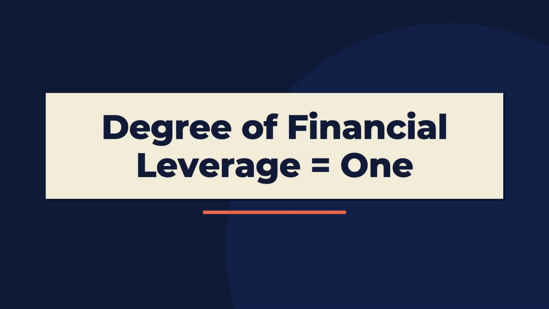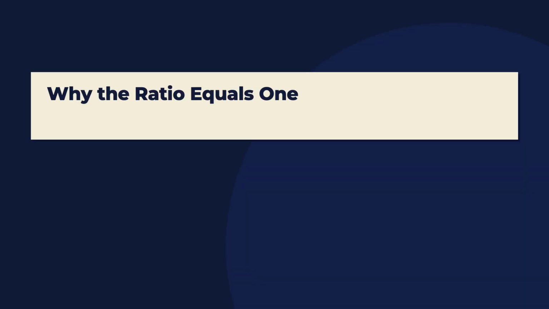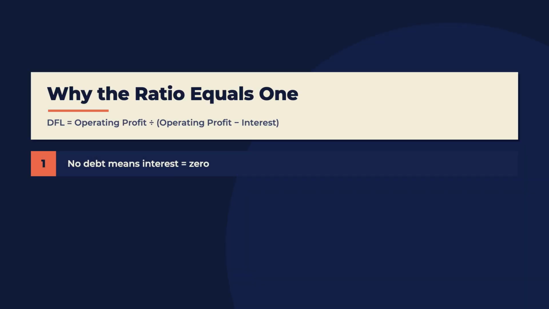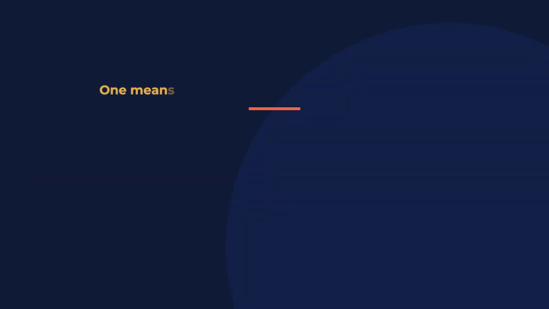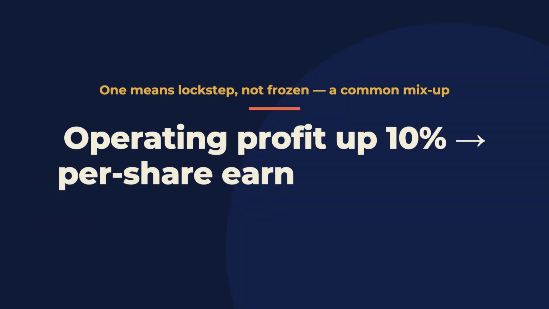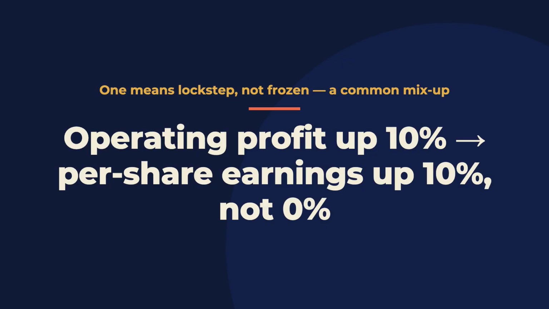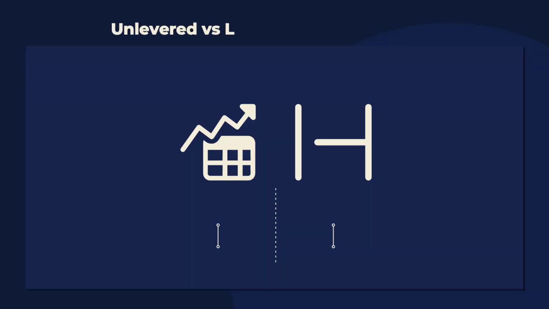Why does a debt-free firm always have a degree of financial leverage of exactly 1? The answer falls straight out of the definition, and it reveals what leverage really means. The degree of financial leverage is operating profit divided by operating profit minus interest. With no debt, interest is 0, so the top and bottom match, and the ratio collapses to exactly 1. A degree of financial leverage of 1 does not mean earnings never change. That would be 0. It means earnings move by the exact same percentage as operating profit, 1 for 1.